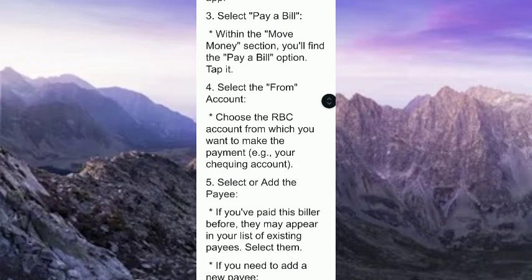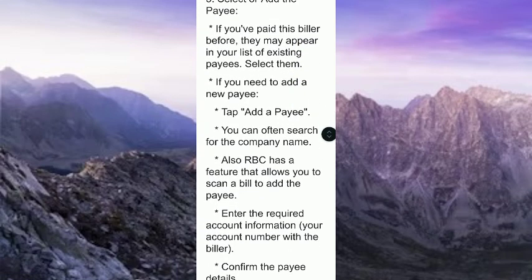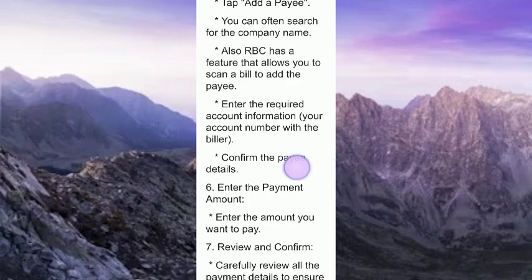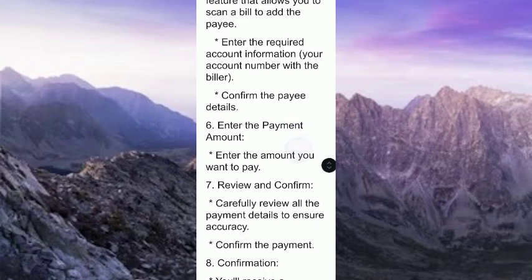Tap it. Choose the RBC account from which you want to make the payment, e.g. your checking account. Now, if you have paid the biller before, they may appear in a list of existing payees. Select them. If you need to add a new payee, tap on Add a Payee. You can also search for the company name. Also, RBC has a feature that allows you to scan a bill to add the payee. Enter the required account information, that is your account number with the biller.